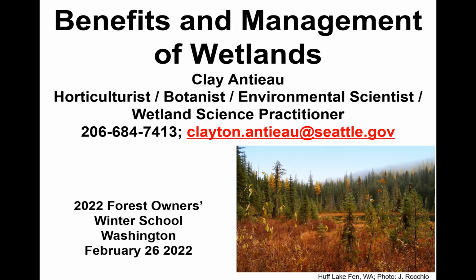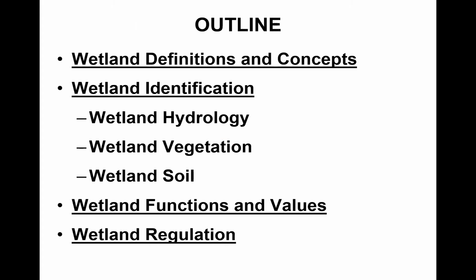In particular, we'll focus on a few things that are critical. First is a wetland definition that's used widely in the United States and related concepts. We'll talk about how wetlands are identified. And there are three important criteria that are used in wetland identification. That's wetland hydrology, wetland vegetation, and wetland soil. We'll just touch briefly on each of those criteria.